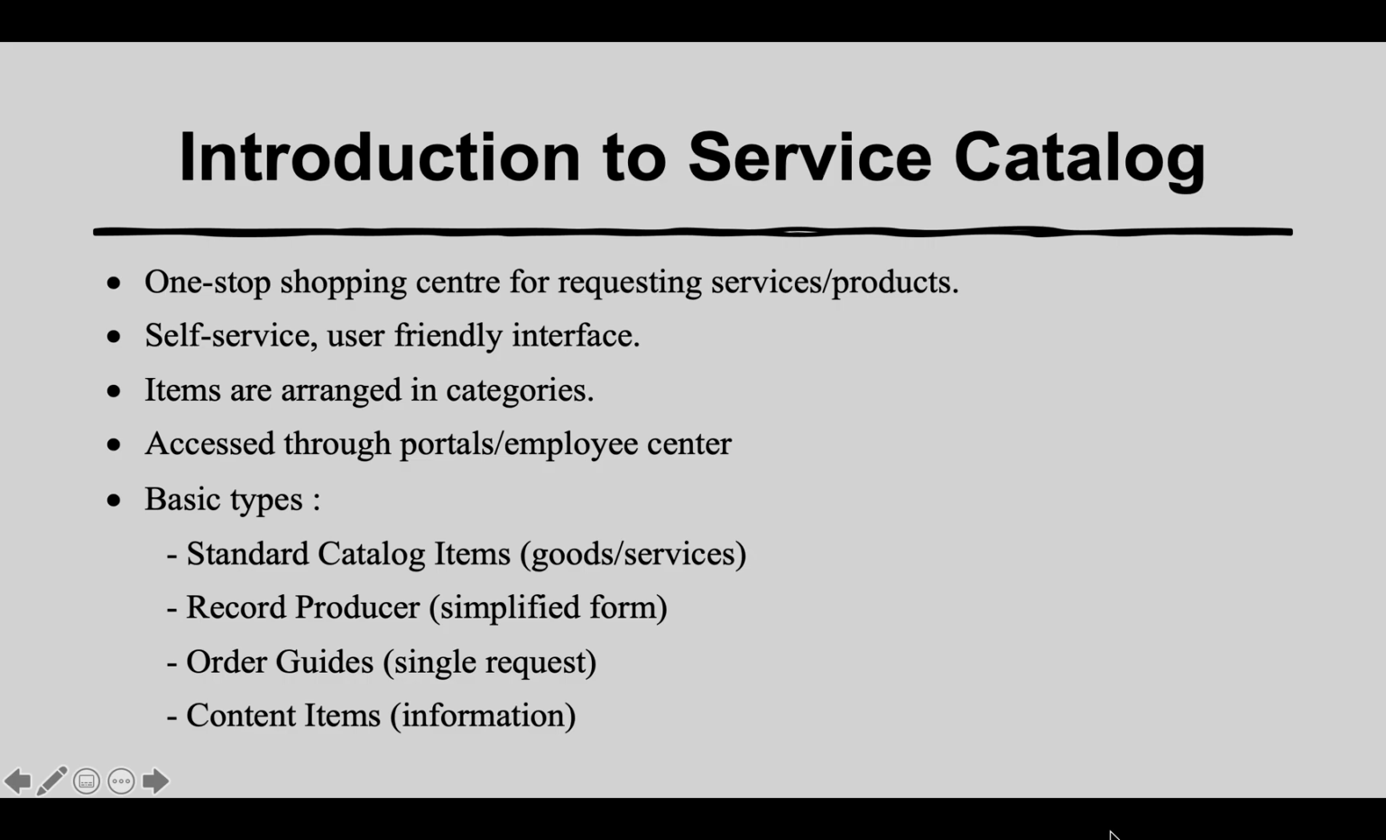Standard catalog items are goods or services. Record producer is a simplified form used to create task-based records in ServiceNow, for example, to report an incident. Order guides group multiple catalog items in a single request. For example, a new hire pack, which can contain phone, laptop, monitors, company ID, t-shirt, bottles, and etc. Content items provide information instead of goods or services.